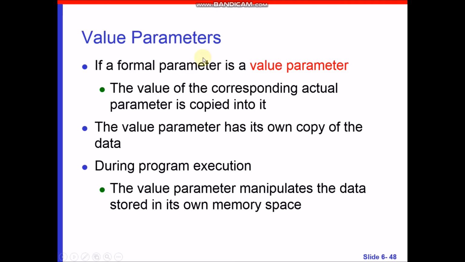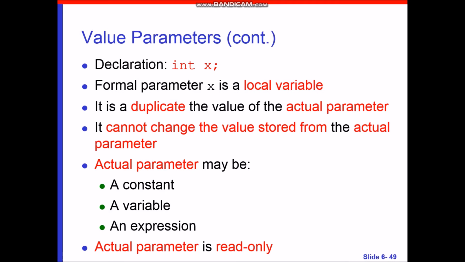For value parameters, if a formal parameter is a value parameter, the value of the corresponding actual parameter is copied into it. The value parameter has its own copy of the data, and during program execution, the value parameter manipulates the data stored in its own memory space.